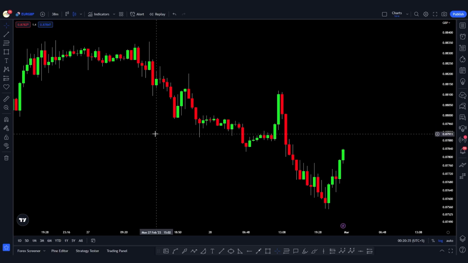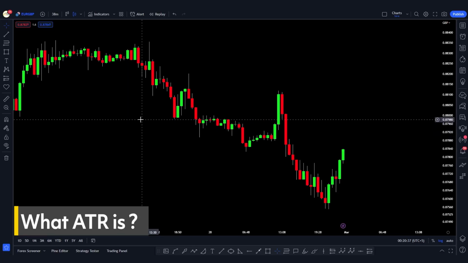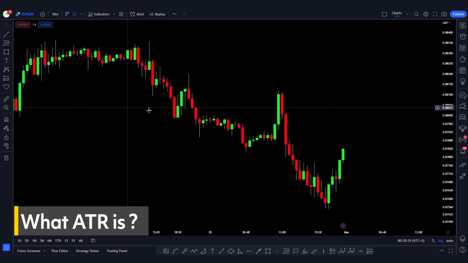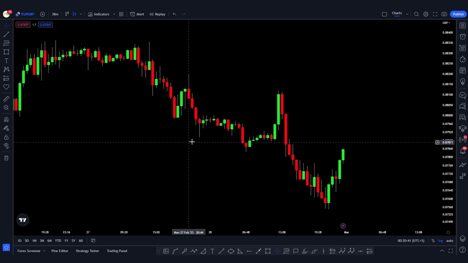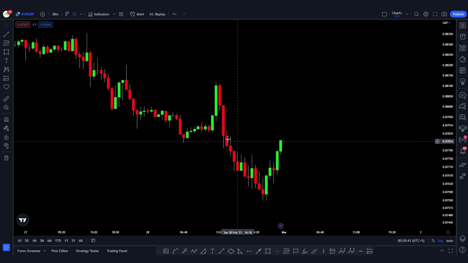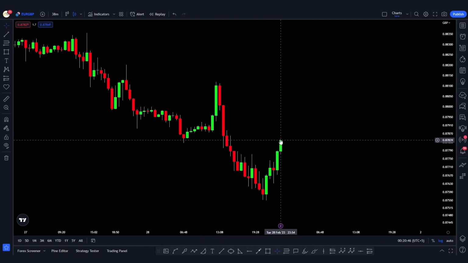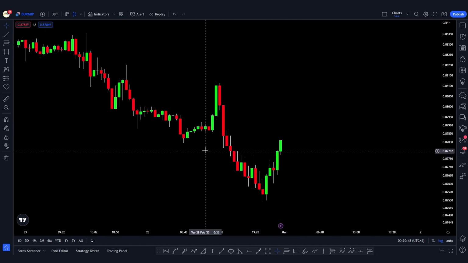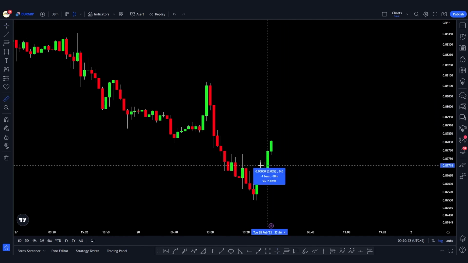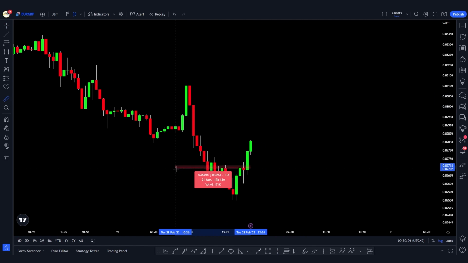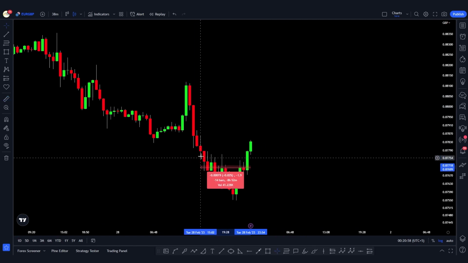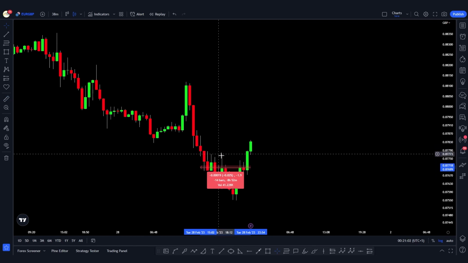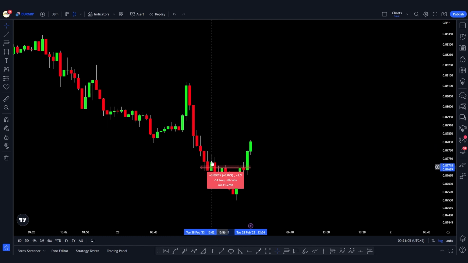So first of all, let's talk about what ATR is. ATR, or average true range, is basically the measure of volatility in the market, and the ATR value indicates the number of pips movement in a certain period, and by default that period is 14. So for example, if I measure from here to the last 14 candles, so till here, the ATR here would measure how many pips the market moved from here to here in these 14 candles.